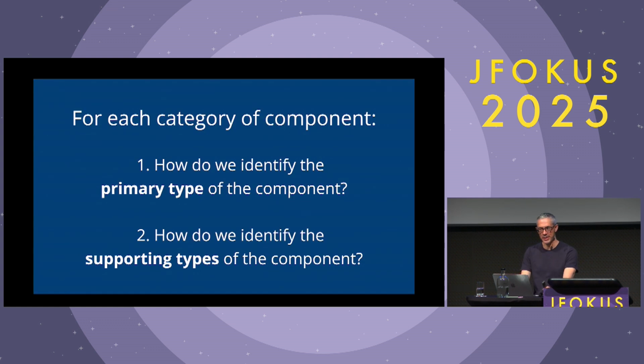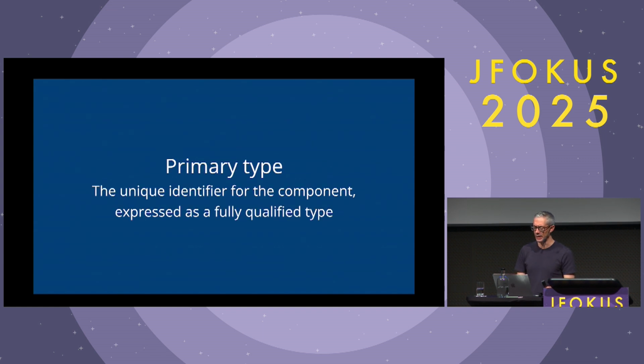And there are two steps here. We want to identify the primary type of the component and then potentially any supporting types of that component. I'm not going to talk about supporting types until later because it adds a bit more complexity. For the Spring Pet Clinic example, we only need the primary types. So what is the primary type? The primary type is essentially the unique identifier for the component, expressed in this case, because it makes most sense, as a fully qualified type name.